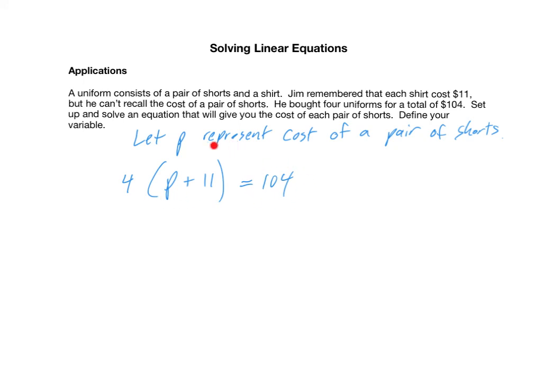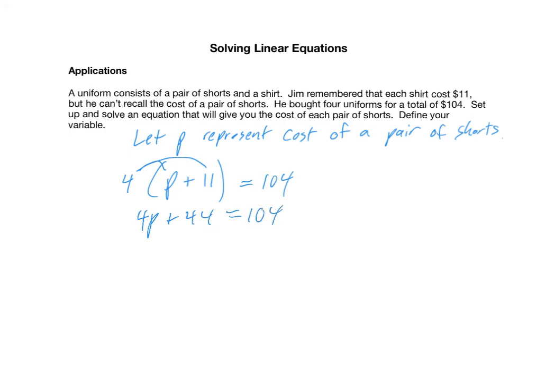Now we can solve this equation to get our answer. With this one, would you want to use the distributive property? Well, you notice we've got 4 times this sum. So yes, we'll distribute the 4 into the P and into the 11. Again, there are some other ways to do this, but we're going to just consistently use the distributive property when it's there. So 4 times P is 4P, 4 times 11 is 44, and that equals 104.